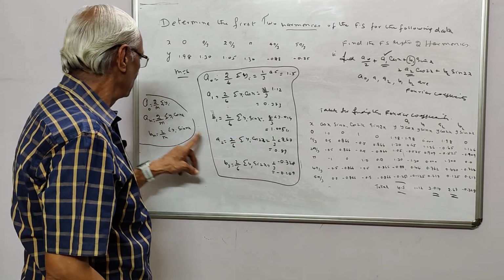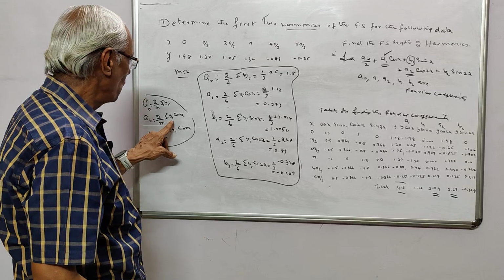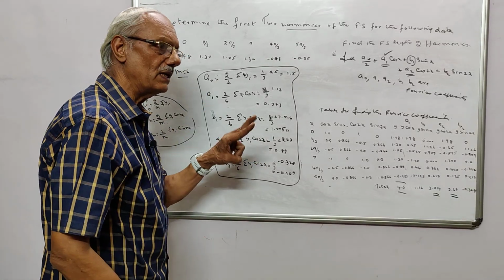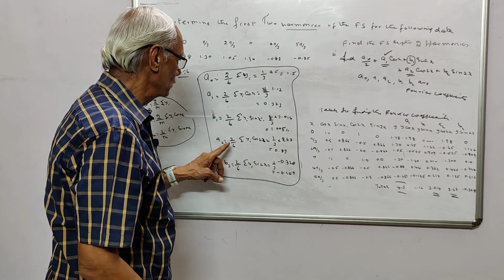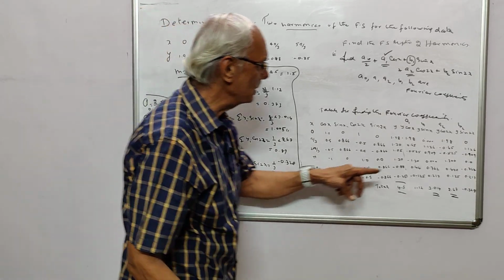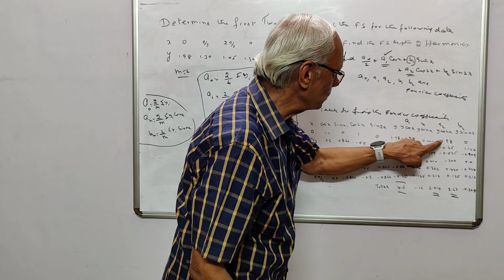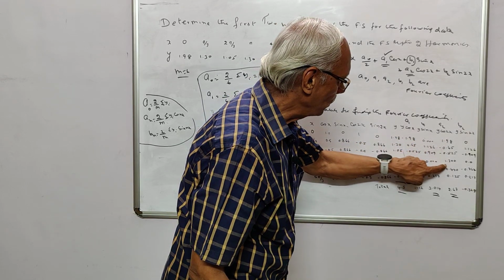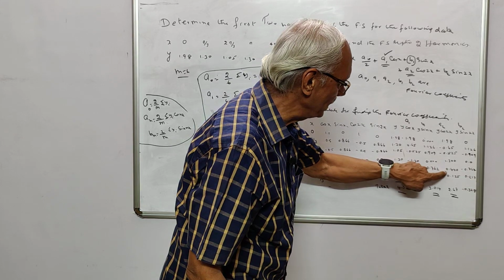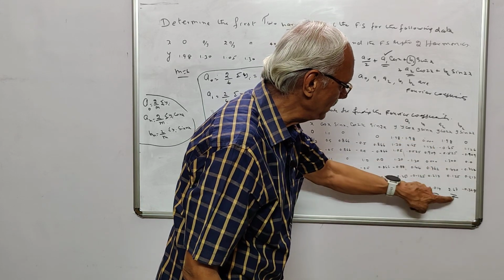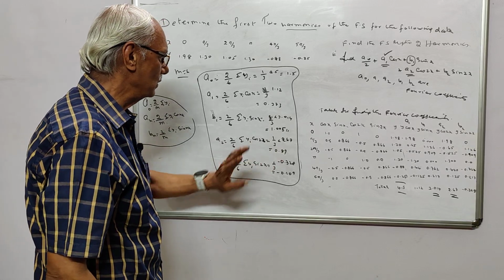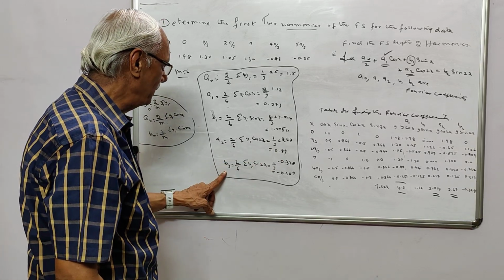Come to A2. That is 2 by 6 into yi cos 2x, because I want the second harmonic. So what do you get here? Here you come to your cos 2x column. So it is y1 cos 2x, y2 cos 2x, y3 cos 2x, y4 cos 2x, y5 cos 2x, y6 cos 2x. Sum it up, you will get 2.67. Then you divide it by 3, you will get 0.89.